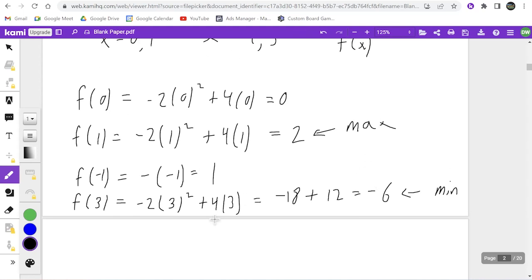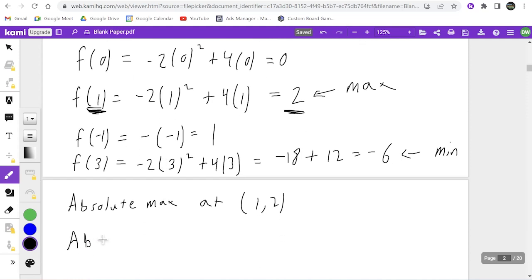But remember how I'm going to write the answer. I'm going to write it nicely. I'm going to say there's an absolute max at the point 1, 2, because x is 1 right here, and y is 2 right there. And then I'm going to say there's an absolute minimum at 3, negative 6, because that's the coordinates for my minimum.